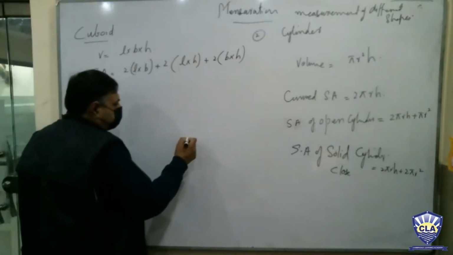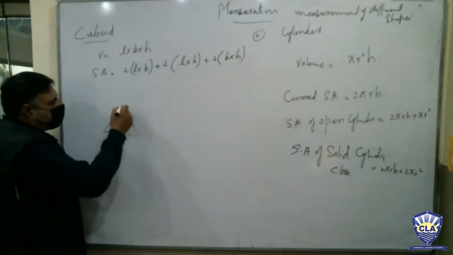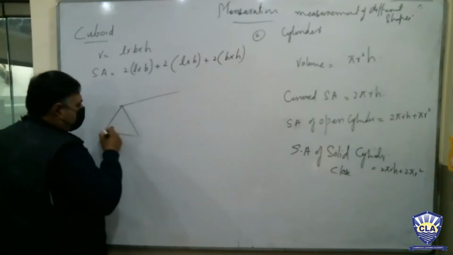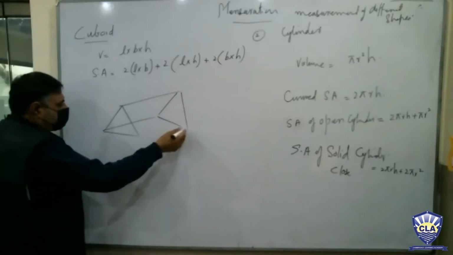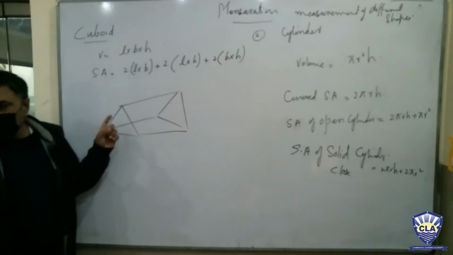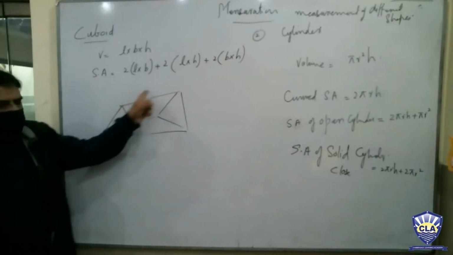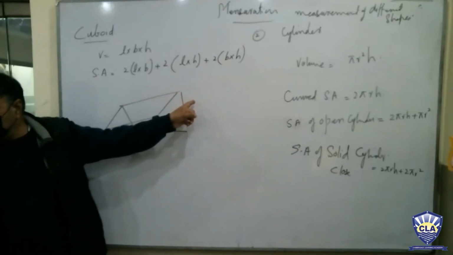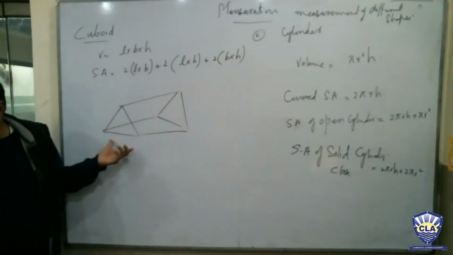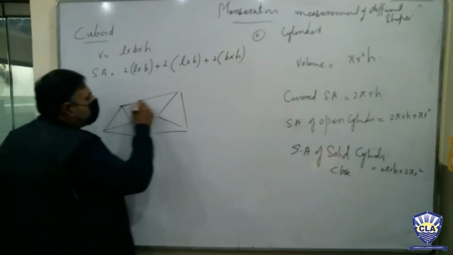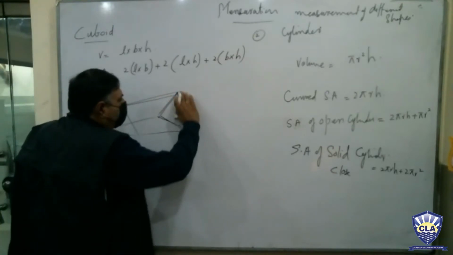Pyramid. Prism of this shape. It is a rectangle. So children, how can we find the volume of this? By calculating the area of the triangle, multiply by this height, you will get the volume. Okay? Because it is a prism. So in a prism, what do we do?